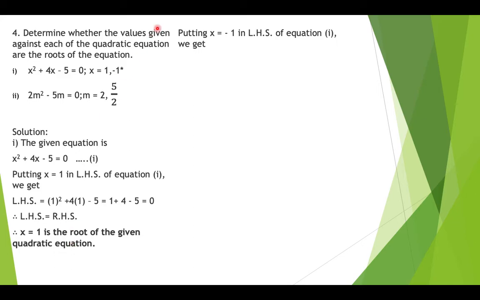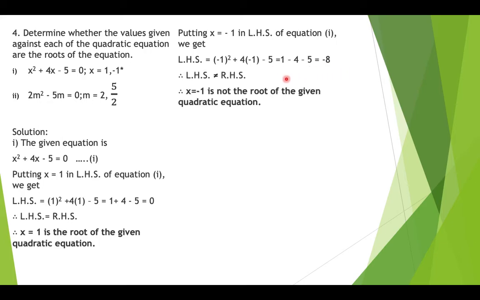Now let us go for the second value, that is x is equal to minus 1 in the left hand side of equation 1. So what we get is minus 1 square plus 4 into minus 1 minus 5 is equal to, so 1 square is 1 and 4 into minus 1 is minus 4. So 1 minus 4 is minus 3. Minus 3 minus 5 is equal to minus 8. So since left hand side is not equal to right hand side, we can say that x is equal to minus 1 is not a root of the given quadratic equation.